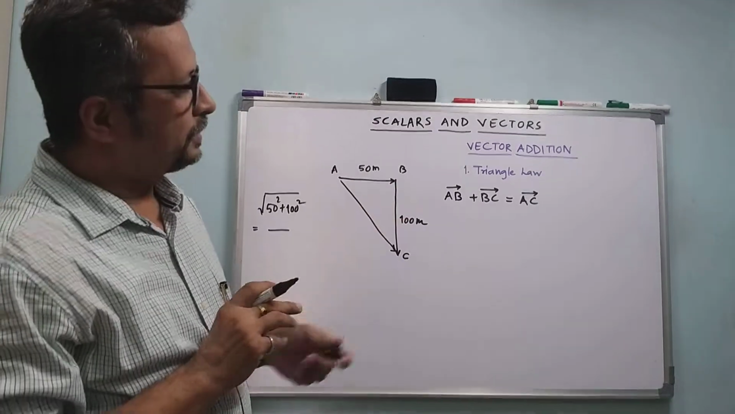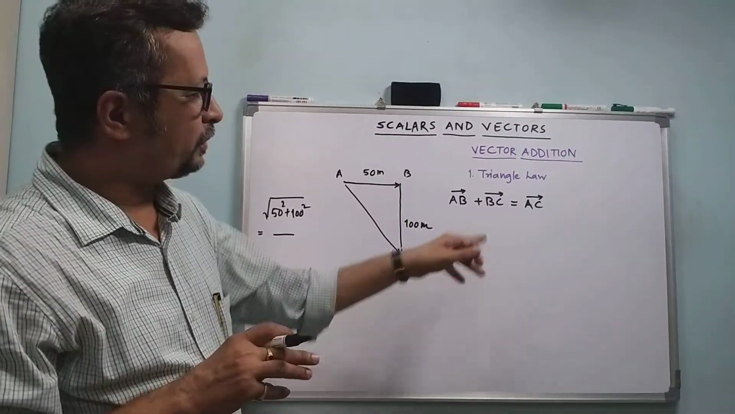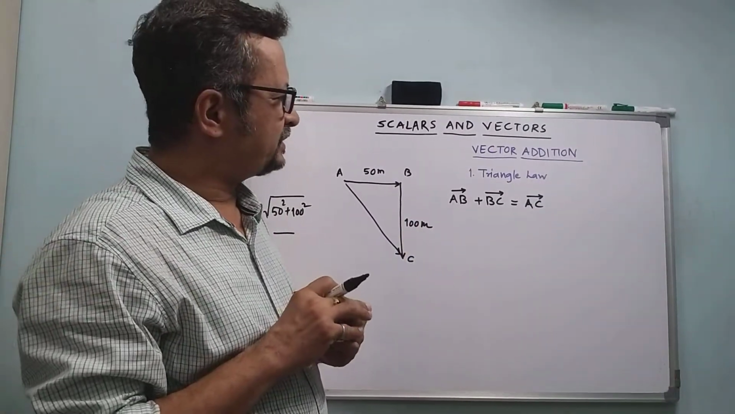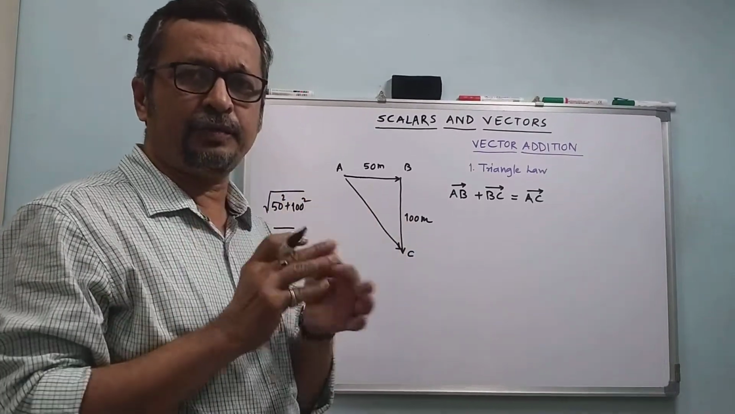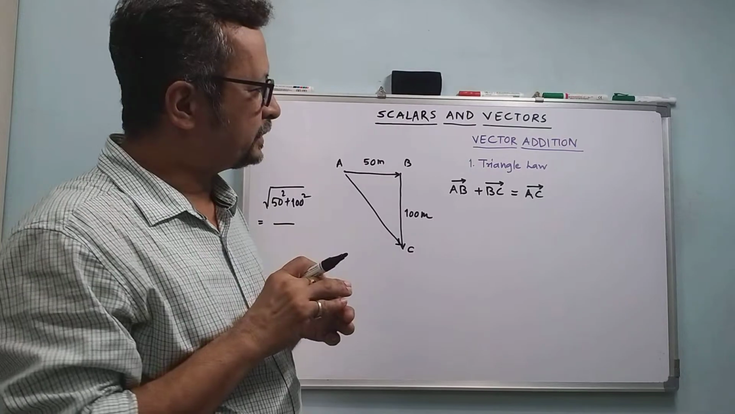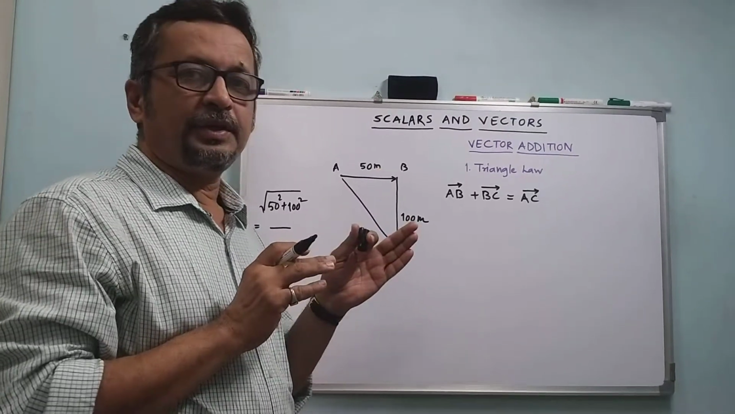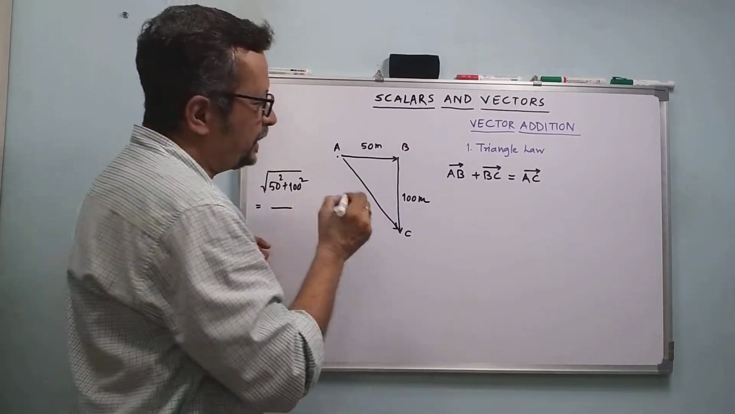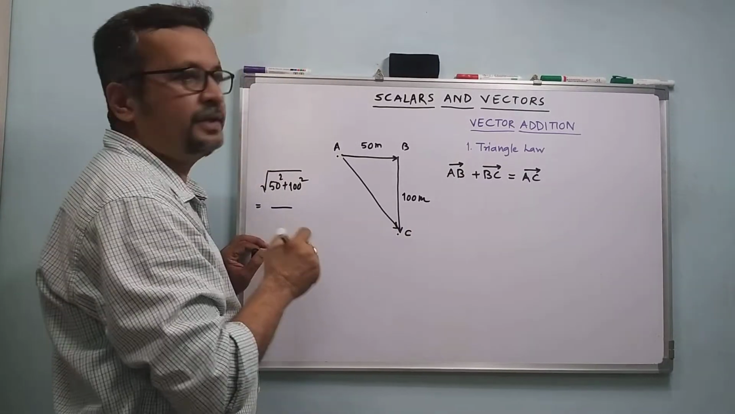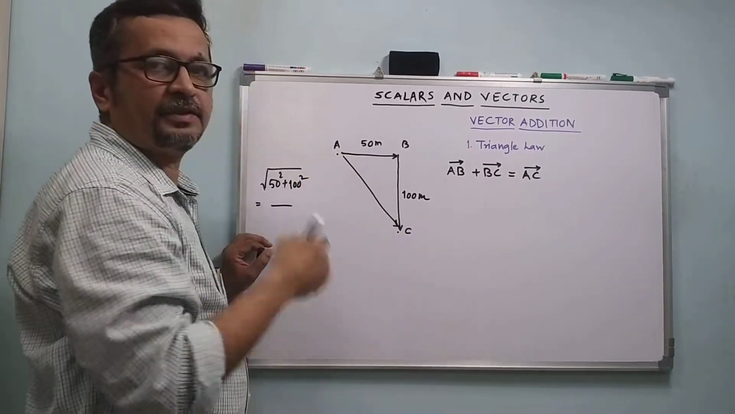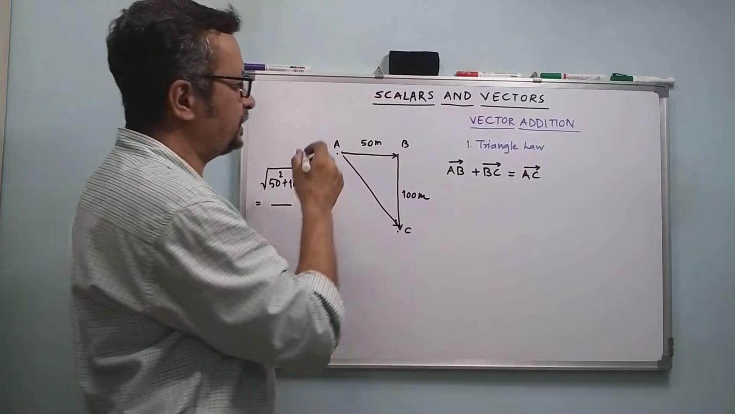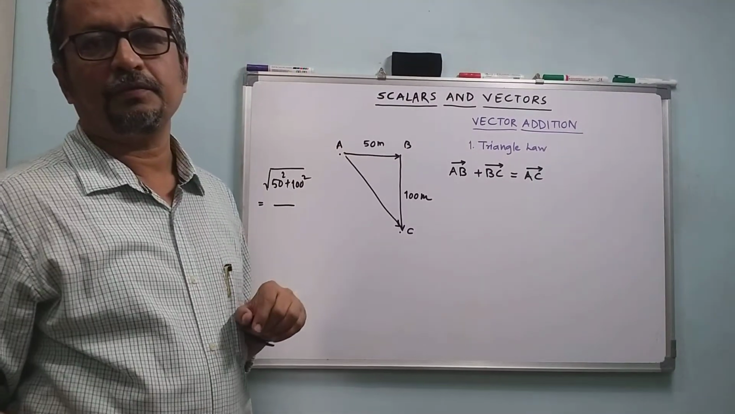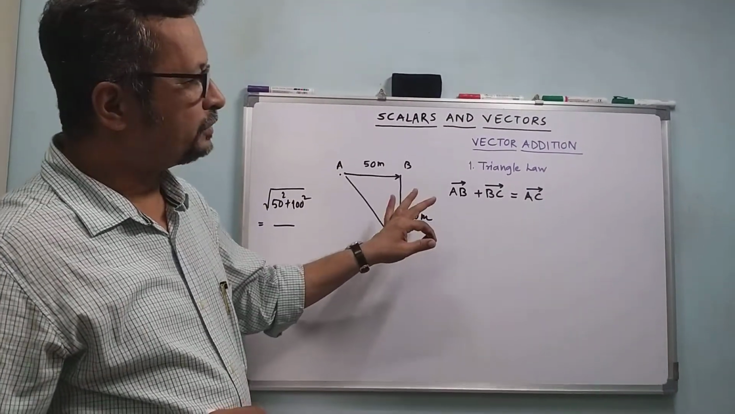So now how do we convert this whole thing into a law? I have made this mathematical statement here, but if I had to state the law, I would state it as: when we add two vectors, we connect the tail of the first vector with the head of the last vector, and that vector gives the resultant of the two component vectors. Here the component vectors are AB bar and BC bar, and AC bar is the resultant vector. So that's all about triangle law.